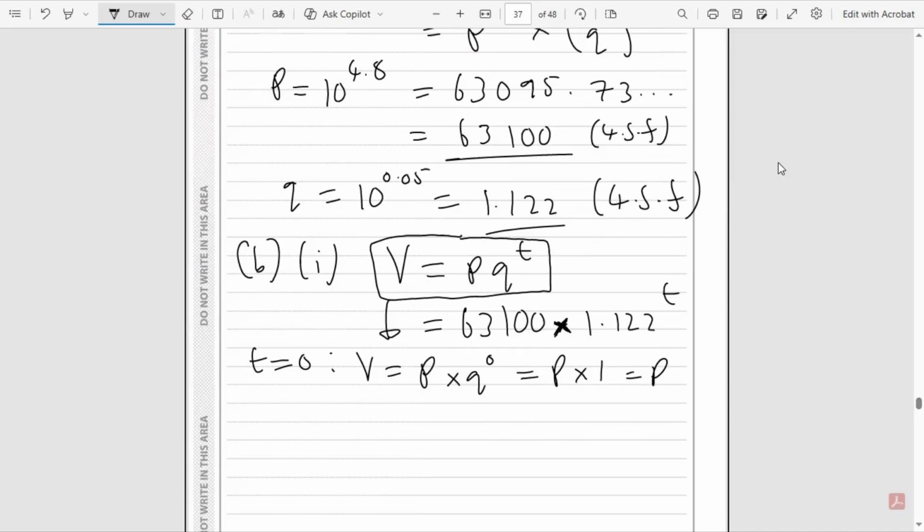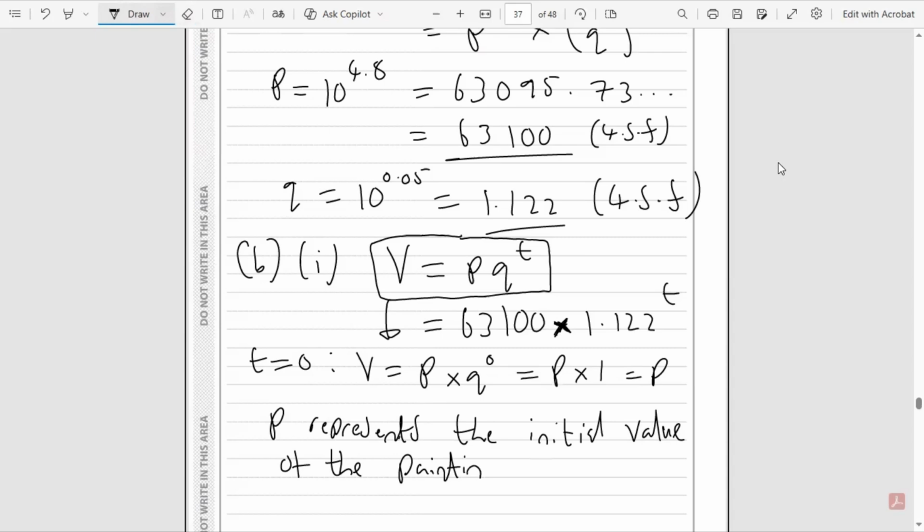But to make sure you get the mark, you don't just want to say that P represents the initial value. The initial value of what? So in context of the question, what you want to say is P represents the initial value of the painting. So of the painting, and on what date? Well, it was the 1st of January 1980. So relate it back to the question.